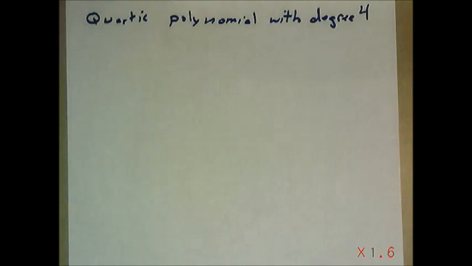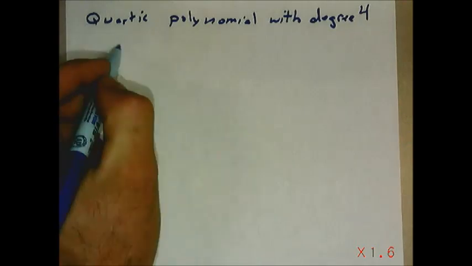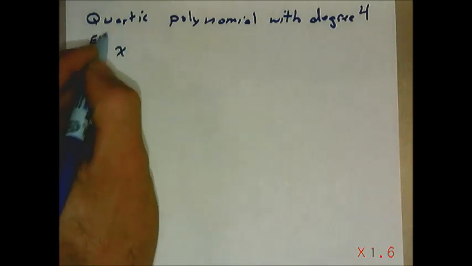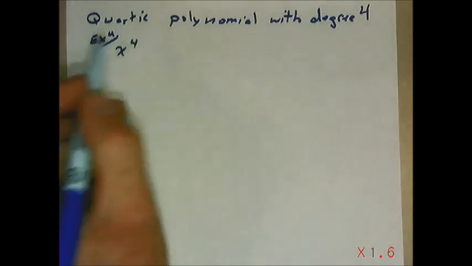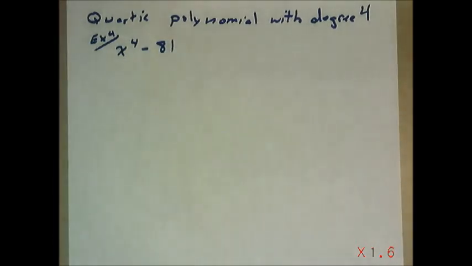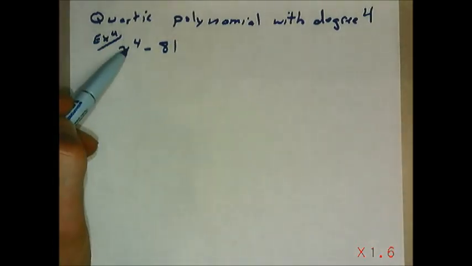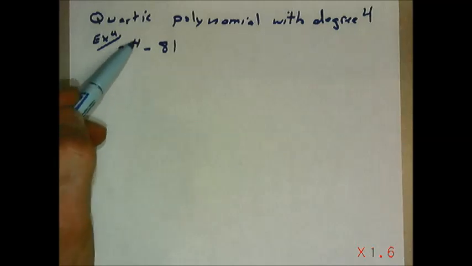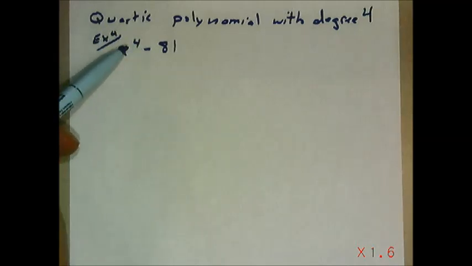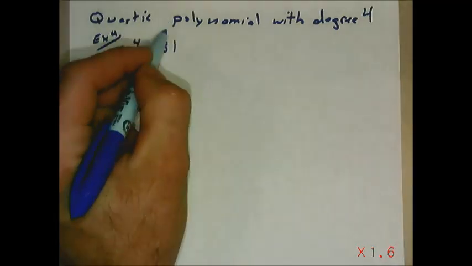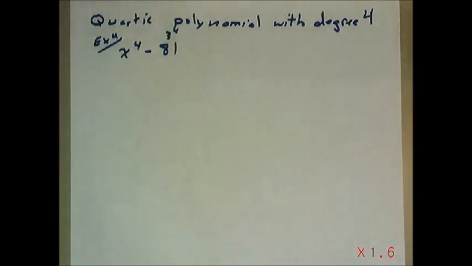So anything to the 4th power. If we look at an example, we'll call this example 4. Let's do x to the 4th minus 81. Notice x to the 4th is a perfect 4th power since it has the 4th exponent. 81 is 3 to the 4th.